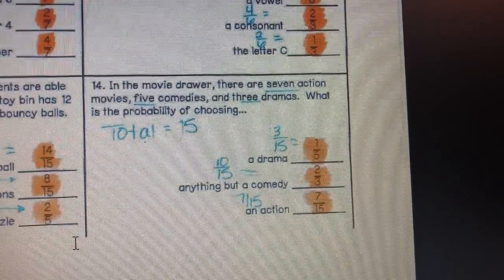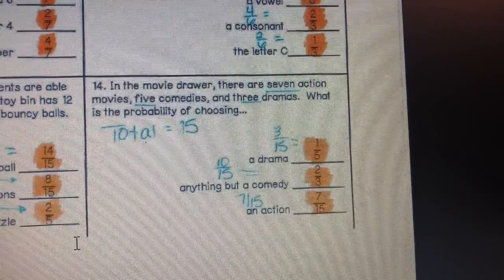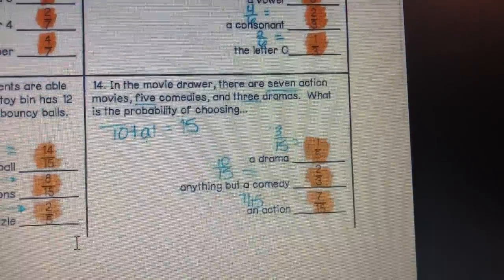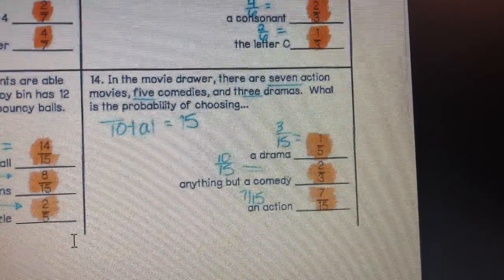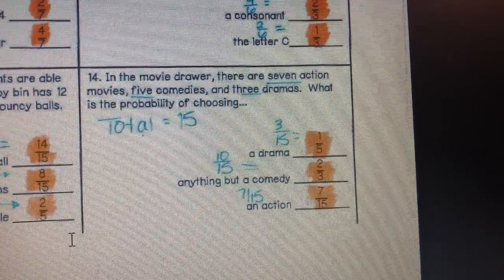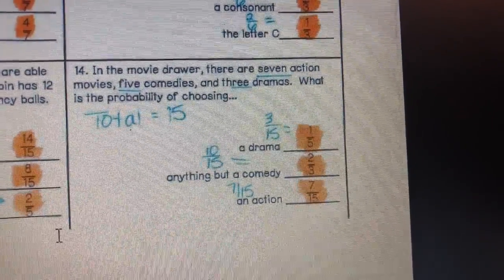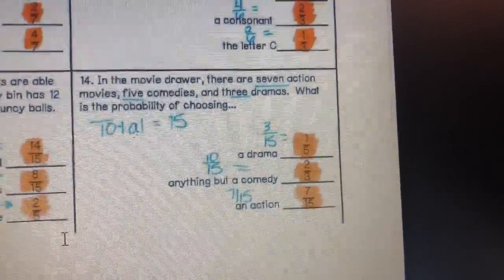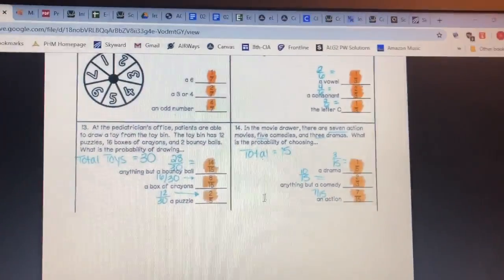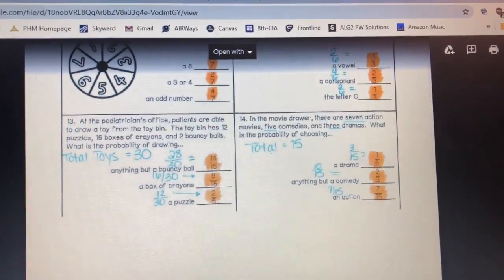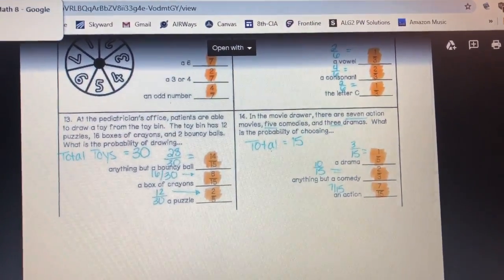Anything but a comedy, there's 10 movies that are not comedies, 7 action and 3 dramas, so that's 10. So 10 over 15 is 2/3. And an action movie, there's 7 action movies, so 7 over 15, and that does not reduce, so we keep that as 7/15. So hopefully this is a good little review from last year about probability.